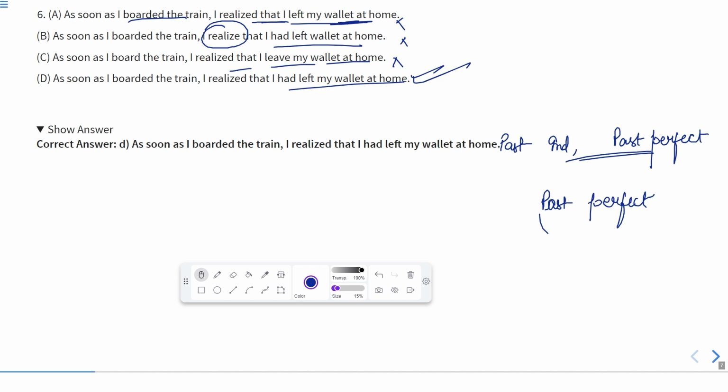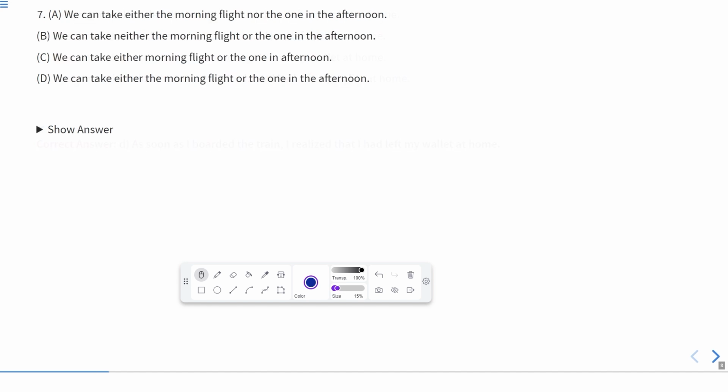That is, as soon as I boarded the train, I realized I had left my wallet at home. So this will be the correct sentence. Okay, I hope you understood this sentence very well. Now let us move to the next sentence or the next question.